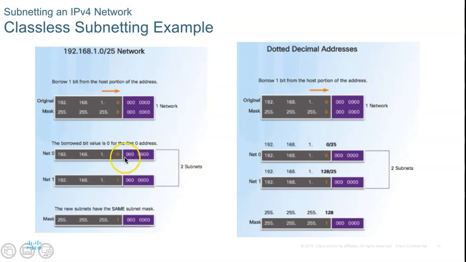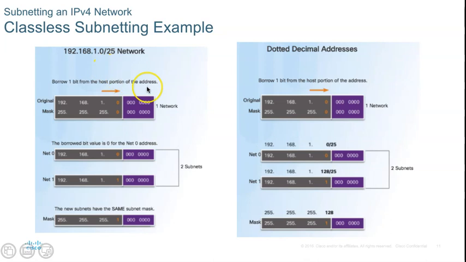Those subnets are, the first one is subnet 0, which is 192.168.1.0. All right. And the second one will be 192.168.1.128. What do these 2 networks have in common? They will all have the same subnet mask, and they will all be in the same network, which is 192.168.1.0/25, and the new custom subnet mask will be 255.255.255.128.